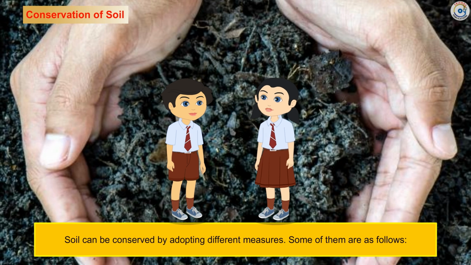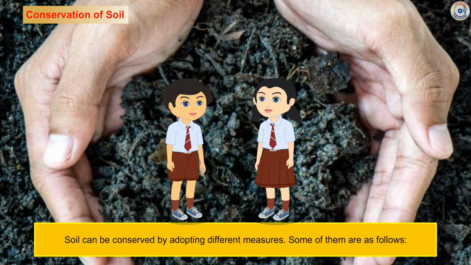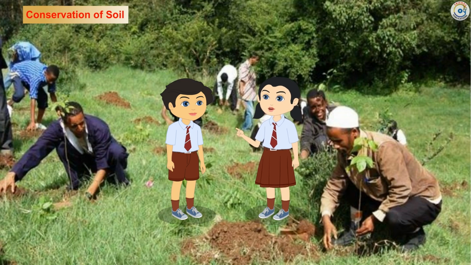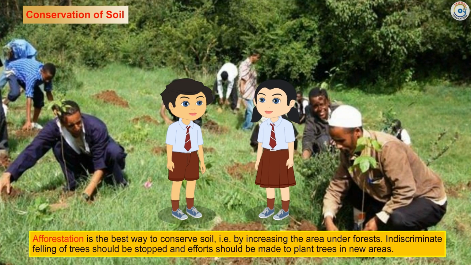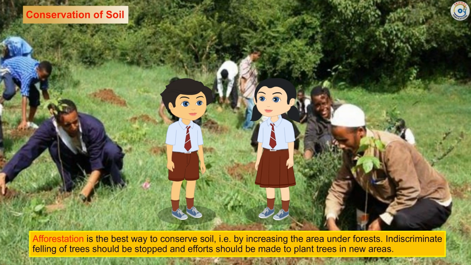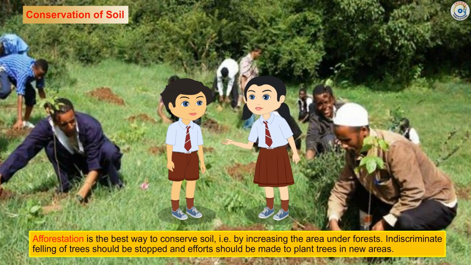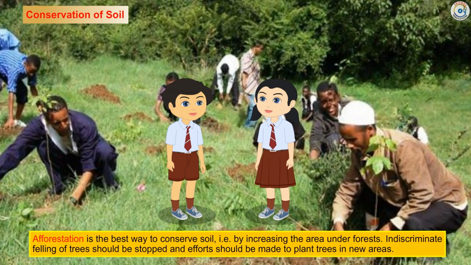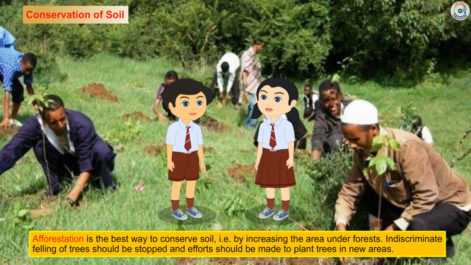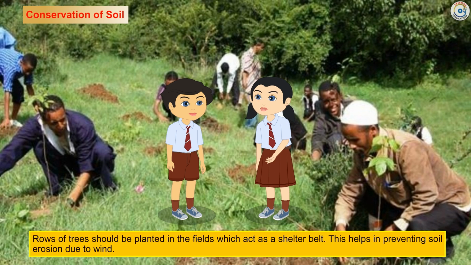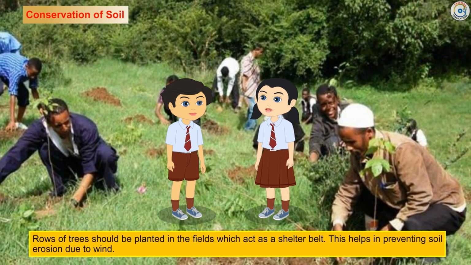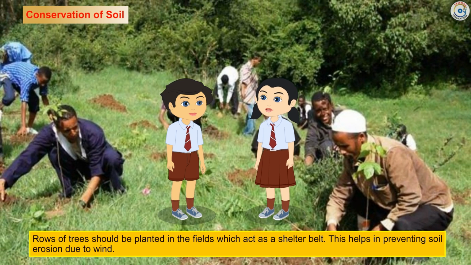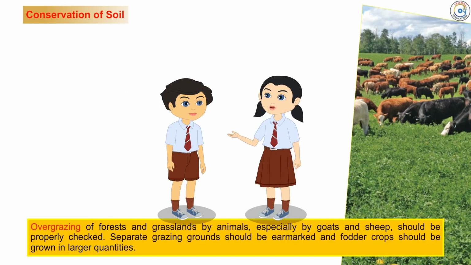Soil can be conserved by adopting different measures. Some of them are as follows. Afforestation. Afforestation is the best way to conserve soil, that is by increasing the area under forests. Indiscriminate felling of trees should be stopped and efforts should be made to plant trees in new areas. Rows of trees should be planted in the fields which act as a shelter belt. This helps in preventing soil erosion due to wind.